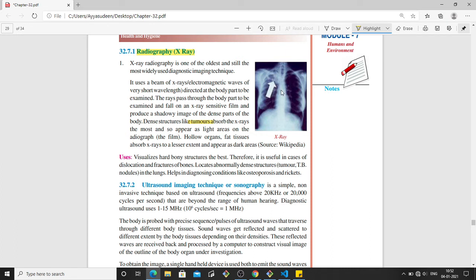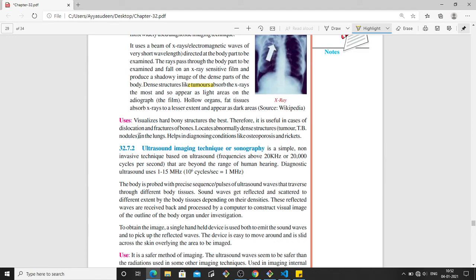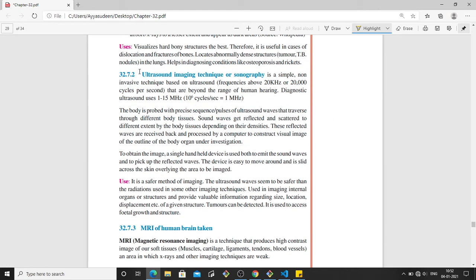Okay. Hollow organs and fat tissues absorb X-rays to a lesser extent, so they appear as dark areas. So what are the uses? For bone fracture, dislocation, and for TB in the lungs, this X-ray is used. And the next one is the ultrasound imaging technique, or sonography.